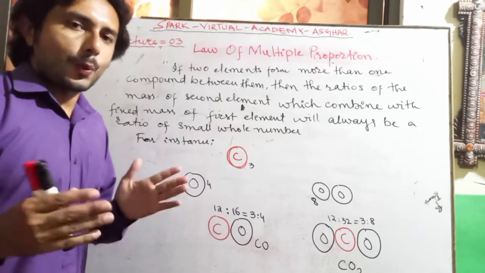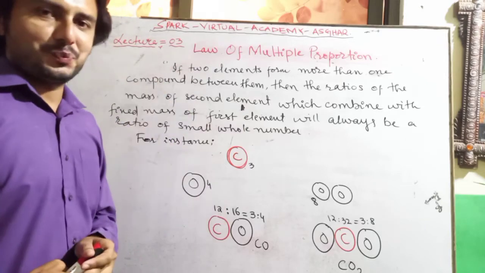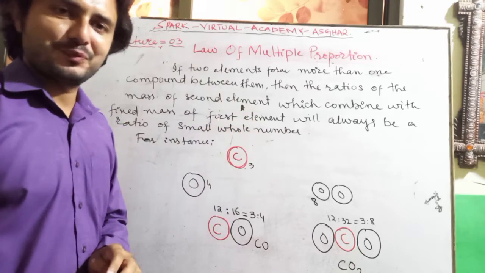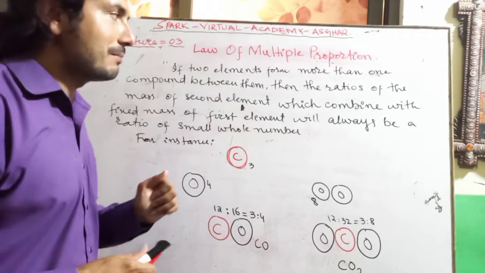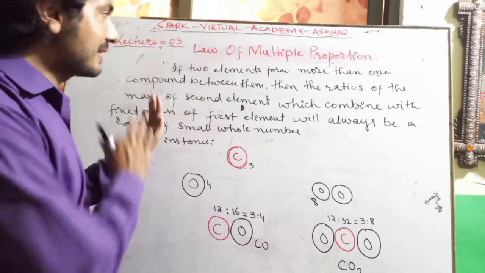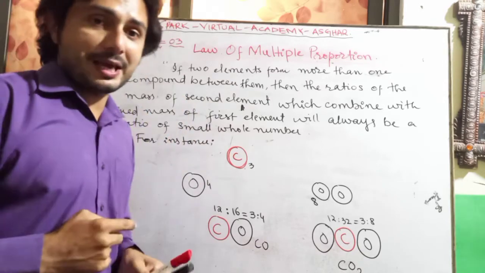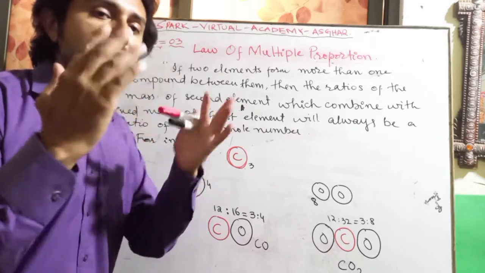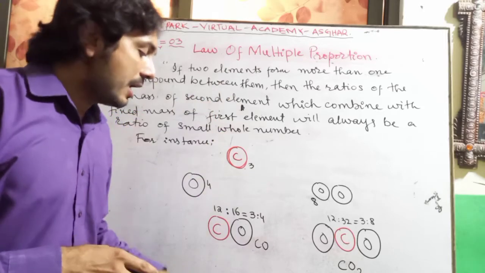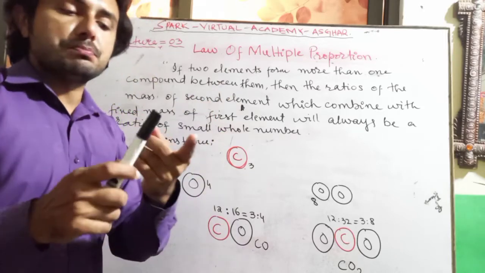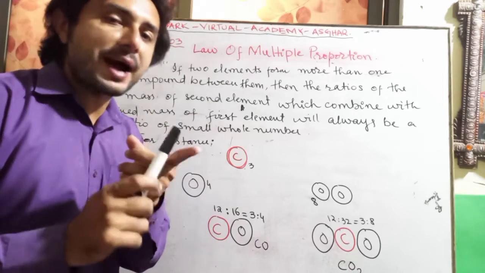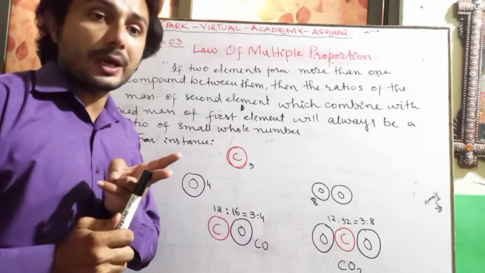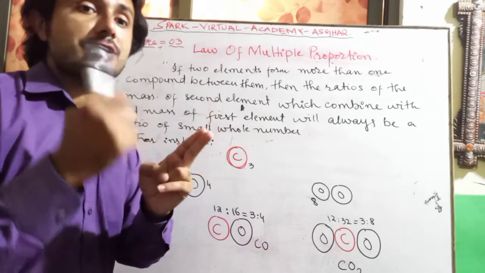Okay students, so welcome back again with the third law, and the third law is known as the law of multiple proportion. In the law of multiple proportion, it is stated that if we have two elements and they are forming more than one compound between them, then there must be one element whose mass is fixed and it combines with the second element whose mass is changing. However, both the elements are forming two different compounds.